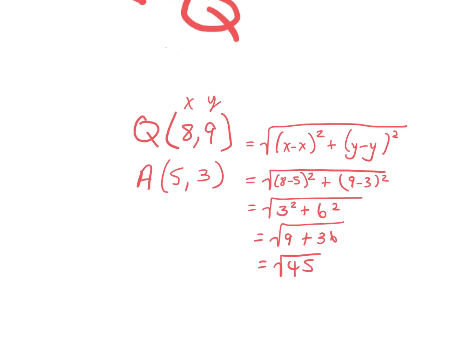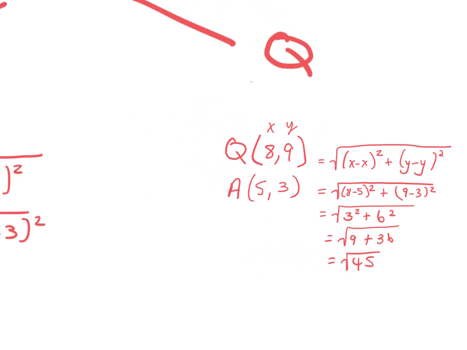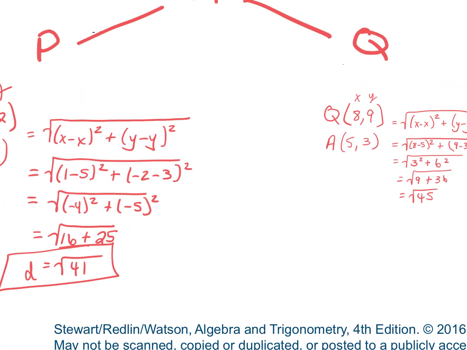Now, some people, last period when we talked about this, said, I don't know which one's bigger, which one's smaller. Yes, you do. What number is smaller, 41 or 45? 41. So that means the square root of 41 is smaller than the square root of 45. Now you guys would answer this question and tell me what point is closer.